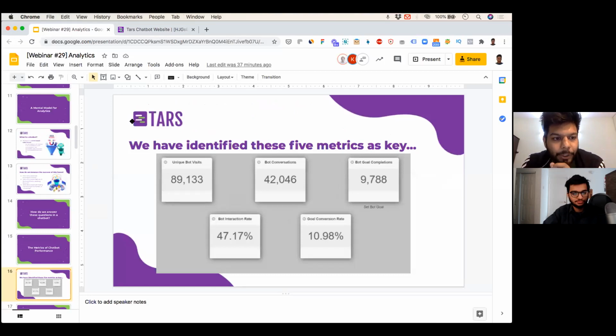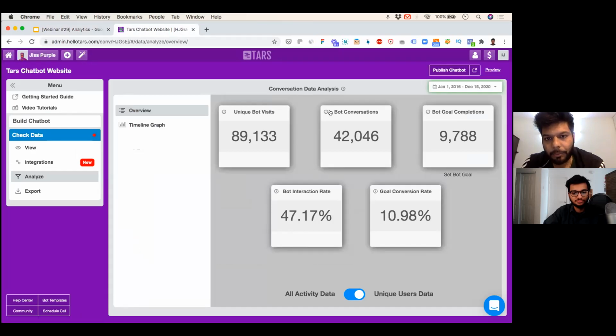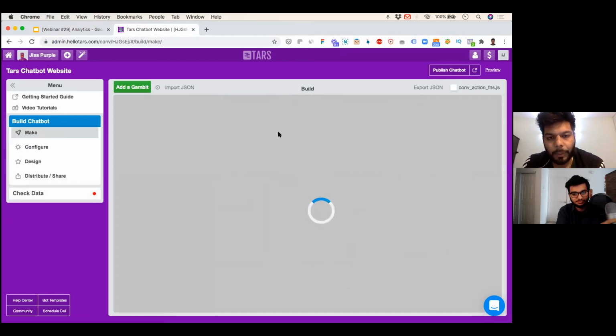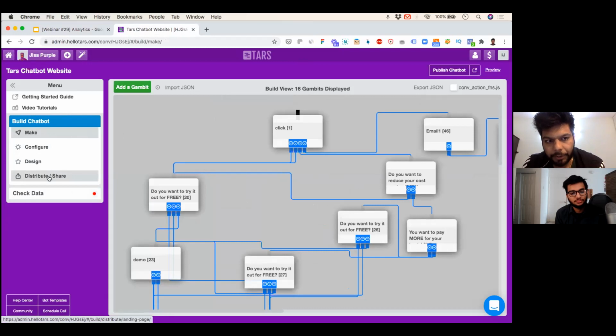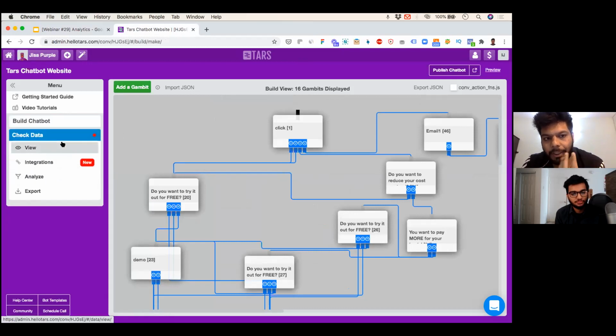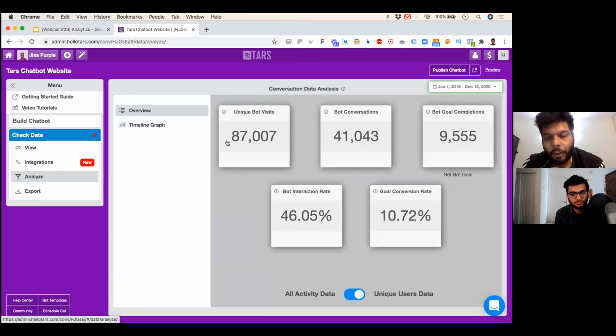Now, what I'm going to do is minimize the present mode, make the window short, and switch between an actual bot and the slides. This is the place where you see analytics. This is an actual bot, and this is the place where you make the entire workflow of the chatbot, configure the changes, make the design changes, and start sharing with your users. Once your users interact, you start seeing this data. This is the analyze section, where you see all of those values.